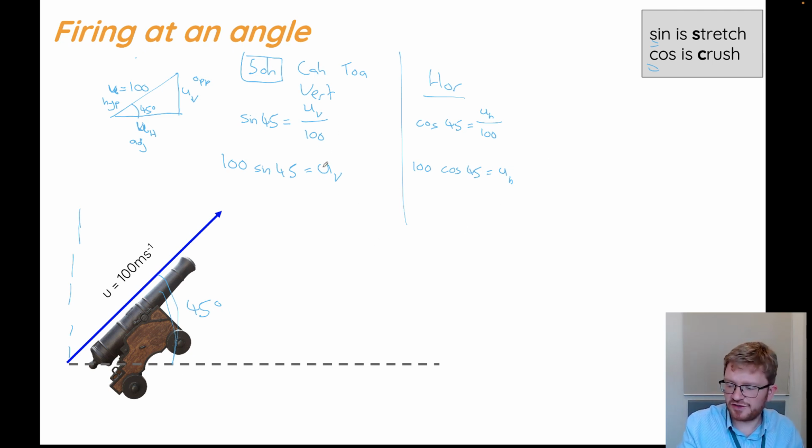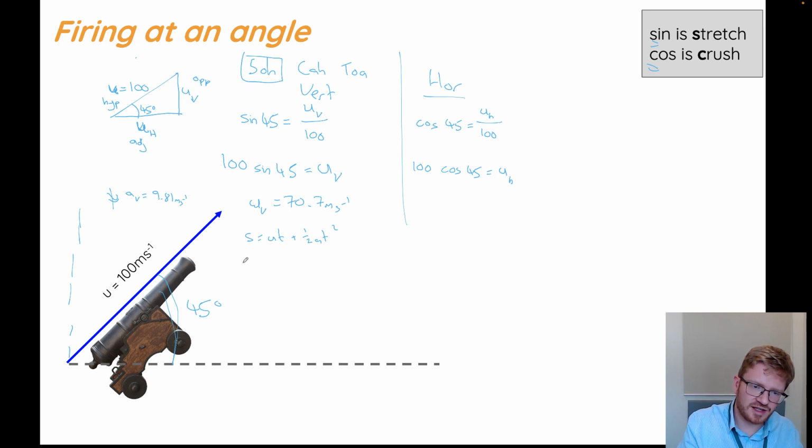Anyway, I need to find the time as always, so let's start with that. If I do this calculation, I get that my initial vertical velocity is 70.7 meters per second. So then I can plug that once again into my old friend, s equals ut plus a half at squared. Again, the acceleration in the vertical is still 9.81. That's always the acceleration on Earth.